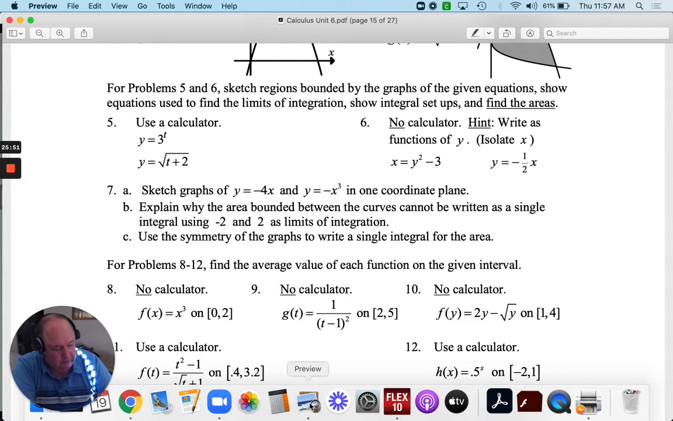So for number 6, it says no calculator, and it says write as functions of y. In other words, isolate x. So you have x equals y squared subtract 3, and you have y equals negative 1/2 x, and I want to find the area trapped between those two curves.